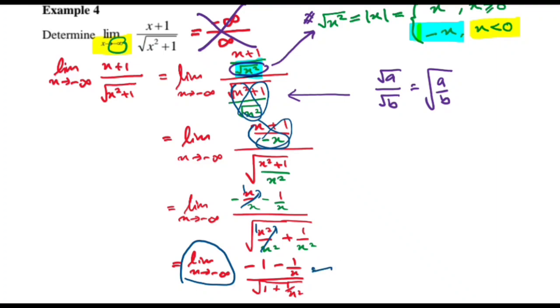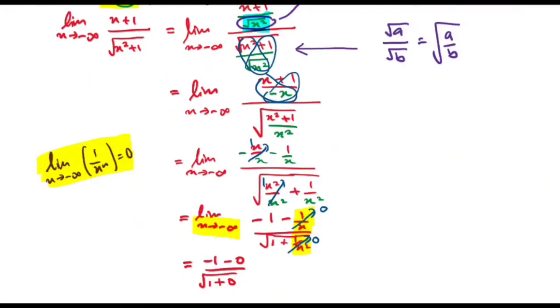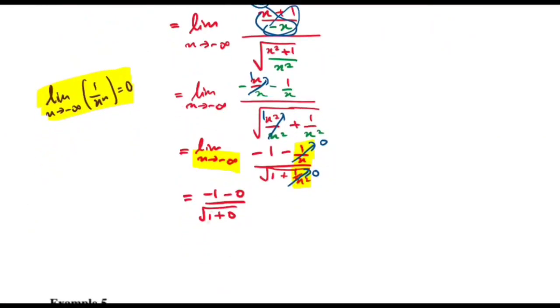Next, remember the theorem. The theorem says that the limit value will equal 0 if x is approaching negative infinity and the function is a number over x or x to the power n. This means the value of 1 over x here will be 0 and the value of square root of 1 over x squared will also be 0. Simplify, and what you'll get is negative 1 over square root of 1, and this is equal to negative 1.